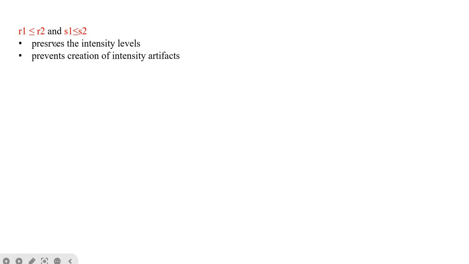So if R1 is less than R2 and S1 is less than or equal to S2, this is assumed to be single valued and monotonically increasing. This condition will preserve the intensity levels and also prevent the creation of intensity artifacts. The transformation function stretches the levels linearly from the original image to the full range, that is 0 to L minus 1.